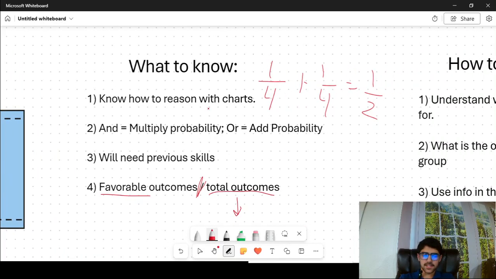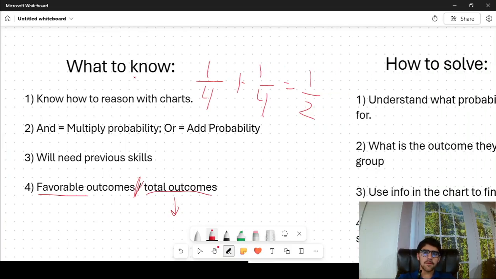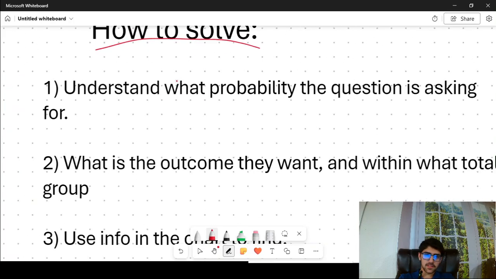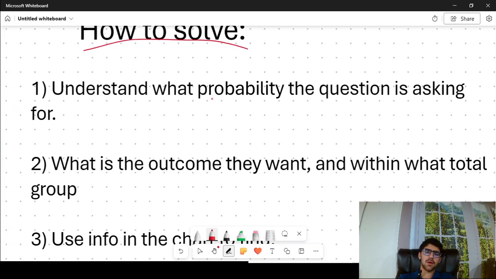So let's move on. That's it for what to know. I don't think I missed anything. If I did, I'll just go over it in the examples. And then how to solve. So for this one, the first step is: what probability is the question asking for?